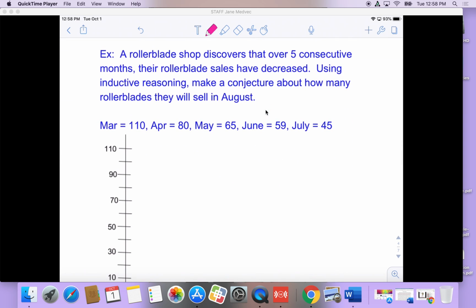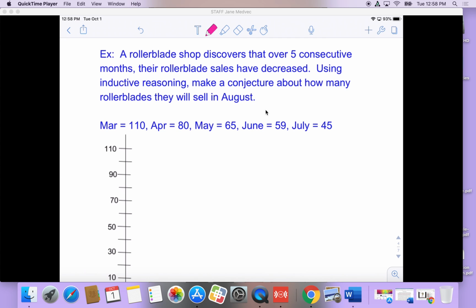Here's a word problem, and they actually do stuff like this with statistics when they're looking at businesses, like how long should the hours be of the ice cream store downtown? Like, how many customers do we have? How much ice cream do they sell? What should the hours be? When is it going to be worth us to be open due to how many customers we're going to have? Okay. So this example is a rollerblade shop, and it discovers that over 5 consecutive months, the rollerblade sales have decreased. Using inductive reasoning, make a conjecture about how many rollerblades they will sell in August.